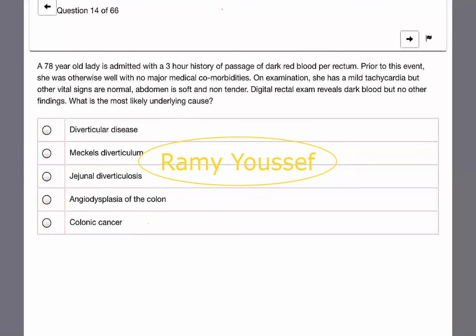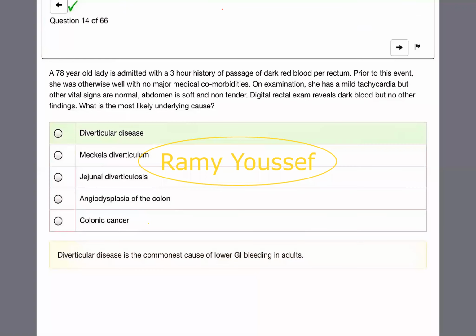It's A, diverticular disease. Exactly. Old age, dark red blood per rectum. You'll find all scenarios with dark red blood will be related to diverticular disease. No major comorbidities means that he wants to exclude cancer from your mind. She has a mild tachycardia with other normal vitals because the diverticular disease may cause some sort of infection, but according to the staging, there is no perforation, no pericolic abscess. On rectal examination, just some blood, so it is only a diverticular disease in old age.